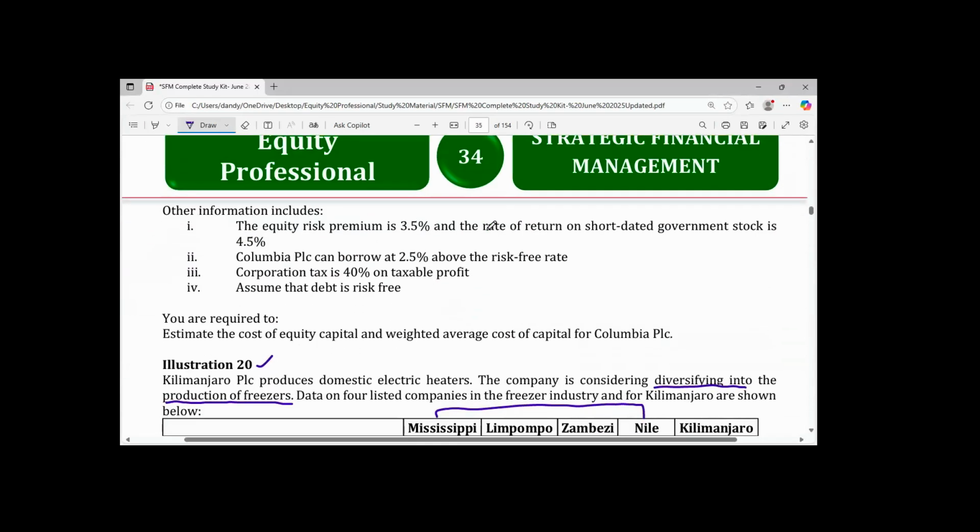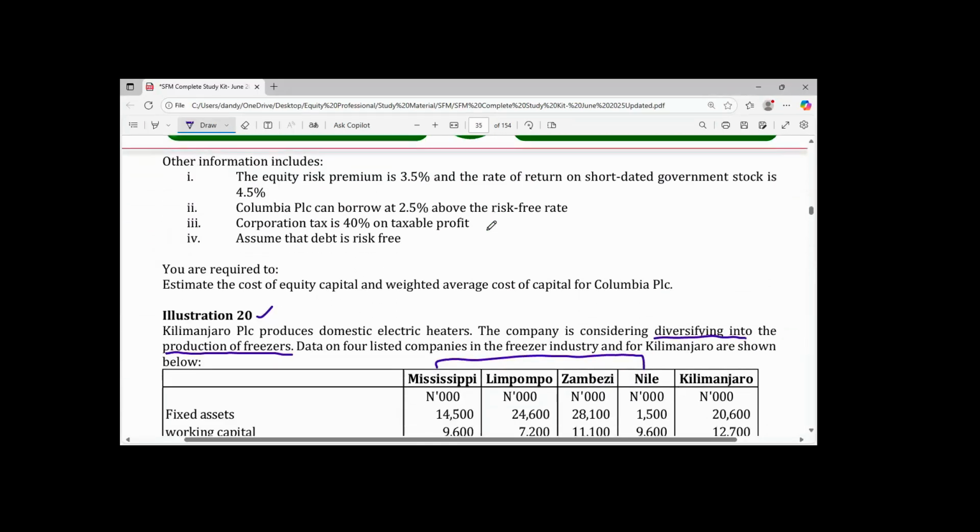Other information includes the equity risk premium at 3.5% and the rate of return on short-dated government stock is 4.5%. Columbia PLC can borrow at 2.5% above the risk-free rate. Corporation tax is 40% on taxable profits and assume that debt is risk-free. You are required to estimate the cost of equity capital and weighted average cost of capital for Columbia PLC.